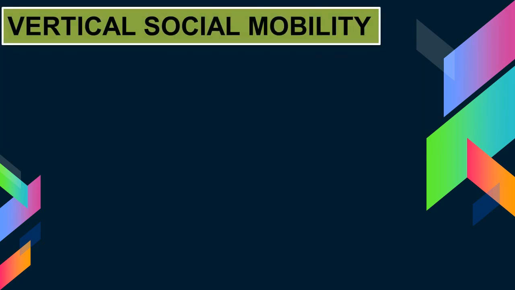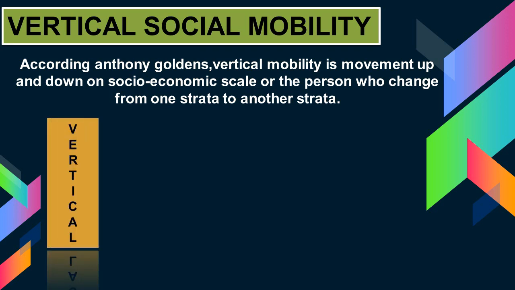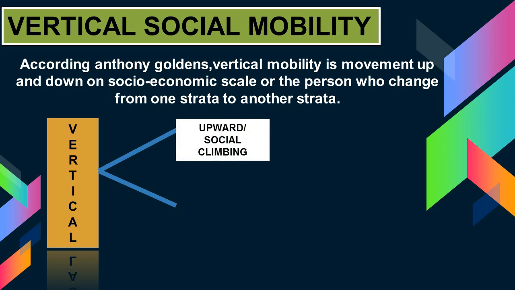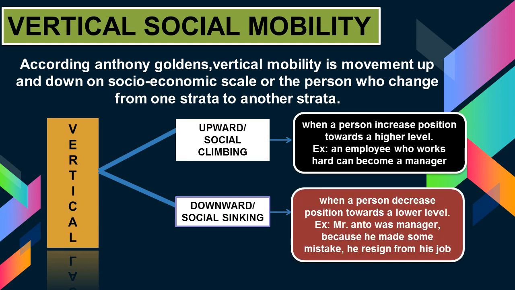Vertical social mobility. According to Anthony Giddens, vertical mobility is movement up and down the socioeconomic scale, or a person who changes from one stratum to another stratum. There are two types of vertical social mobility. First, social climbing. Social climbing is when a person increases position towards a higher level. For example, an employee who works hard can become a manager.